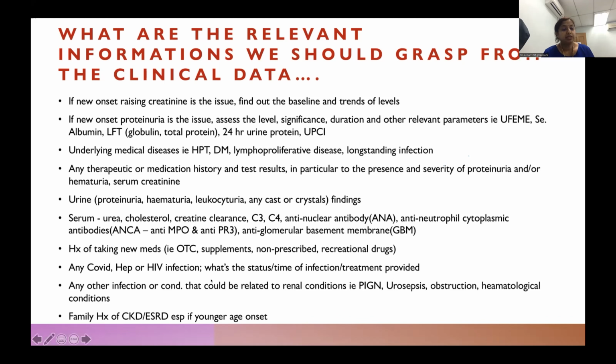Okay, and any recent infection, since we know that COVID itself can cause certain morphological changes in a renal biopsy, in the kidney itself. So it's good to know whether there's a recent history of COVID, hepatitis, HIV, and things like that. Other things are infection, obstruction, and family history of CKD and end stage. So all in all, in a nutshell, there are a lot of things that you need to know. If you keep it at the back of your mind or have a checklist, then you would not miss anything.